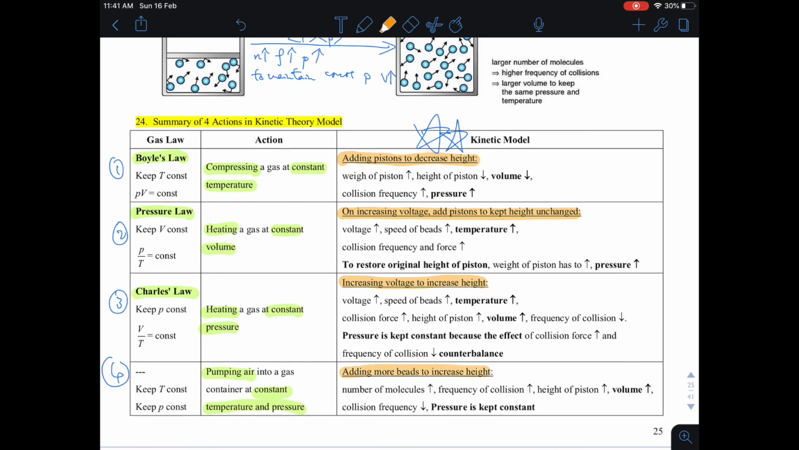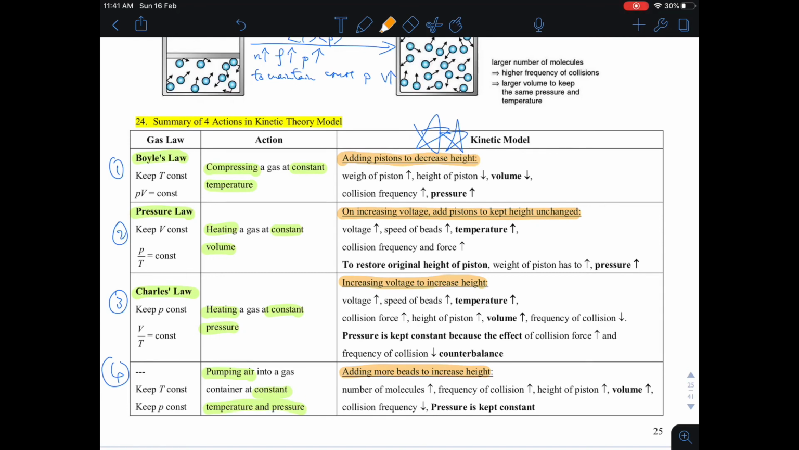Lastly, we add in some more molecules, then the height of the piston will increase. That means the volume will increase, because when the number of molecules increases, the frequency of collision increases, the height of the piston increases, representing volume increase, and the frequency will decrease, so that the pressure can be kept constant here.